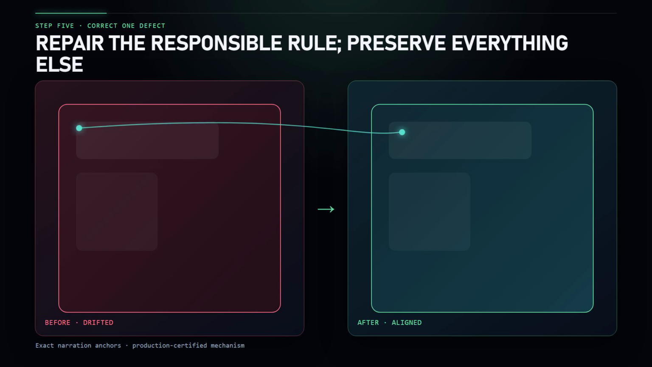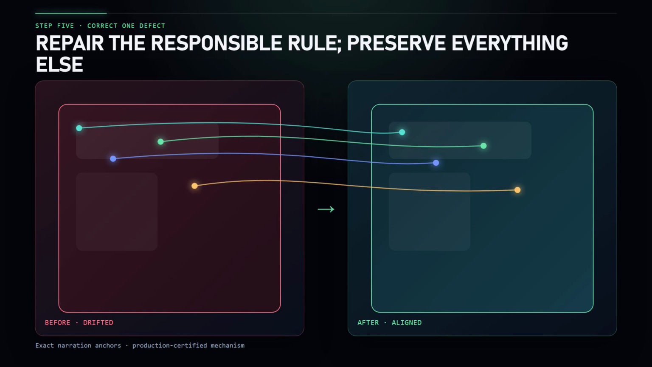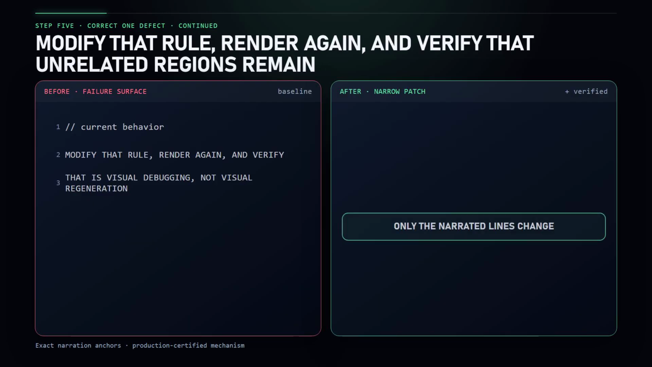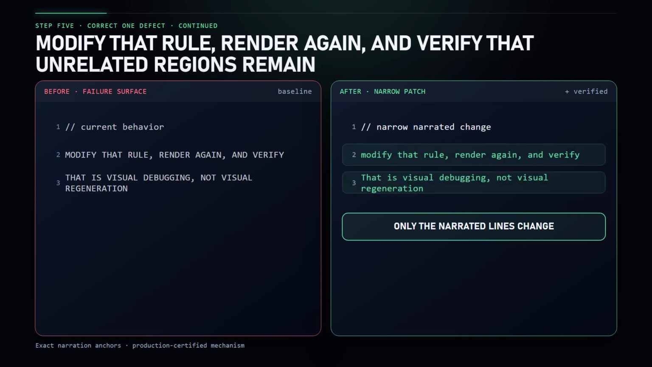Fifth, correct one defect at a time. This is where visual agents often become dangerous. A model notices one spacing problem and rewrites the entire component. It fixes desktop and breaks mobile. It makes the screenshot more attractive while deleting accessibility behavior. A disciplined agent should identify the defect, locate the smallest responsible rule, modify that rule, render again, and verify that unrelated regions remain unchanged. That is visual debugging, not visual regeneration.